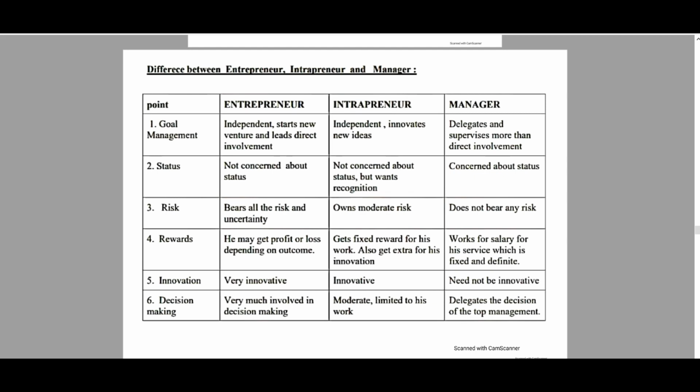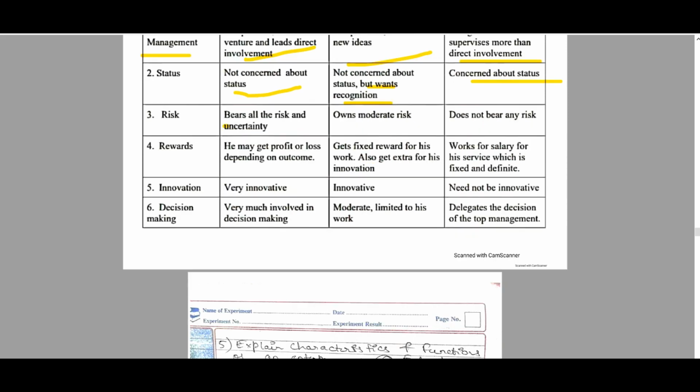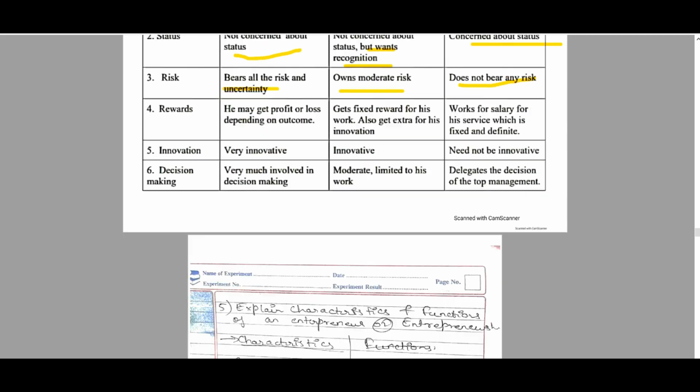Okay. So goal management. The entrepreneur is independent, and the intrapreneur is also independent. Manager is not independent. He obeys the direction of the entrepreneur. Status: the manager is not concerned about the status in the company. The entrepreneur is concerned about the status and wants recognition. The intrapreneur is also concerned about the status. Risk: the entrepreneur bears all the risk, the intrapreneur moderately bears the risk, the manager does not bear any risk.